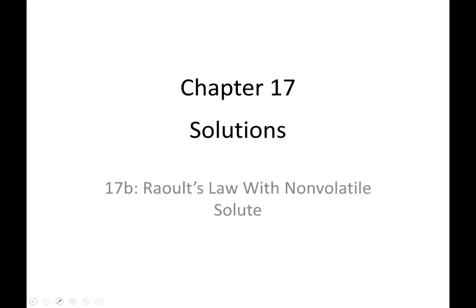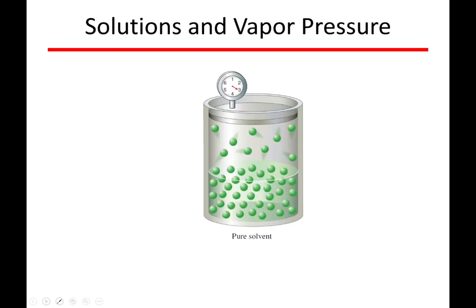Now let's talk about vapor pressures of solutions and introduce something called Raoult's law. Here we're going to deal with a solution that contains a volatile solvent, meaning that the solvent has some vapor pressure. It does evaporate to some extent, but the solute will be non-volatile, meaning that it does not evaporate to a large extent. We'll start by taking a look at a figure that can help us to visualize what happens when you add a non-volatile solute to a pure solvent.